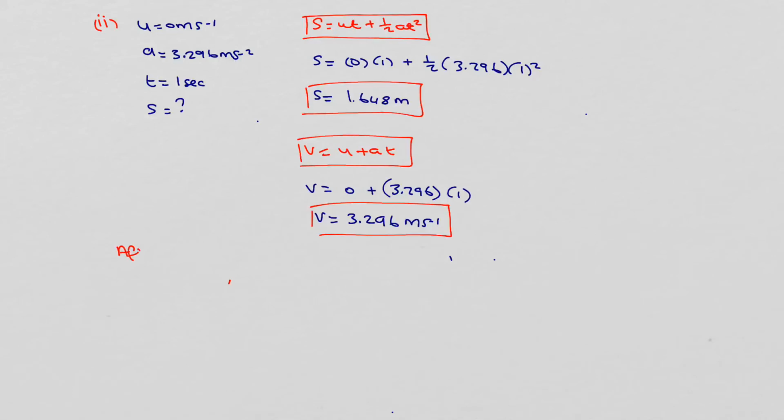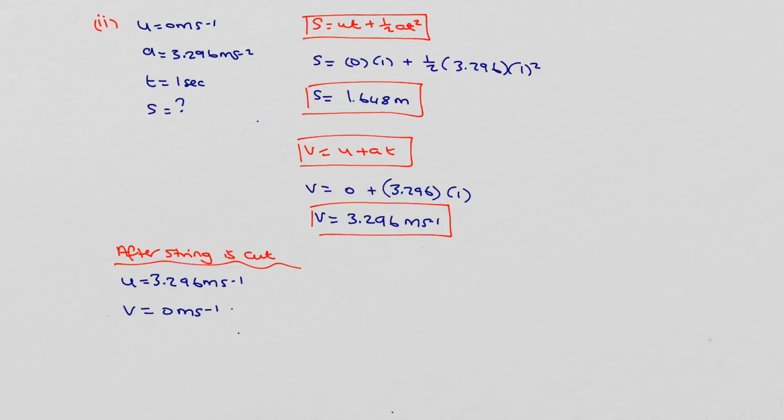So we say after the string is cut, well, what do we know? Okay, well, we know that the initial velocity is now going to be 3.296 meters per second. We know that its final velocity will be 0, because obviously it's going to be pulled up the plane, and what will happen is it'll go up the plane and then it'll instantaneously stop before it starts to slide back down the plane again.